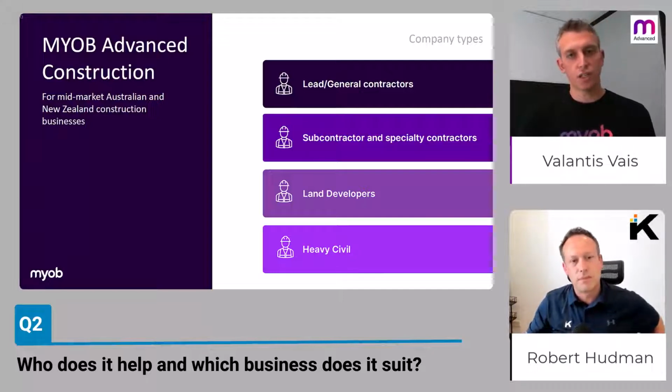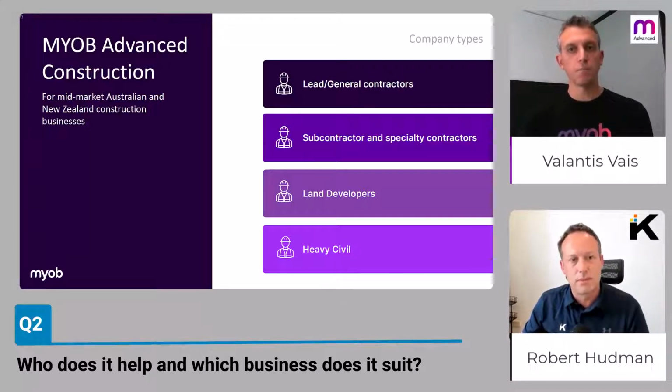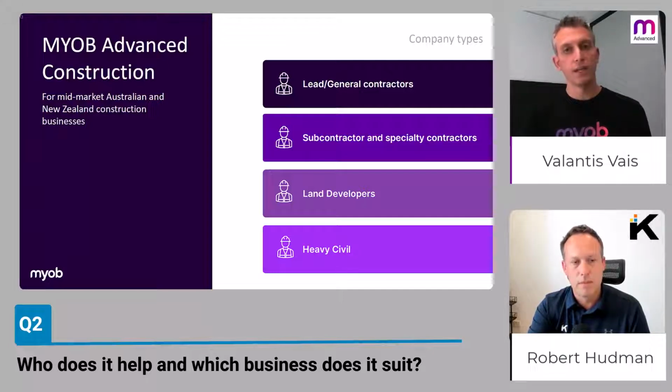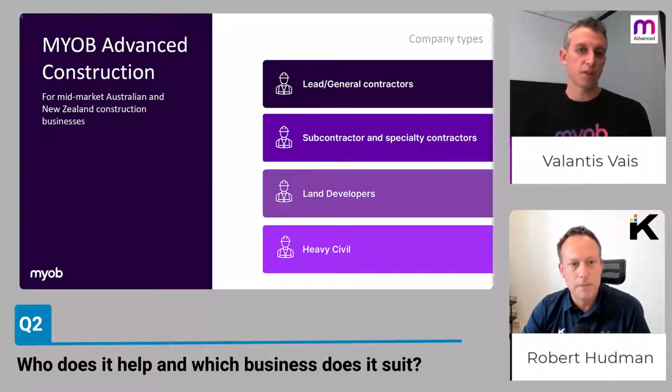Yeah, Advanced Construction is best suited for mid-market Australian and New Zealand construction businesses. So think of it typically as customers that have an average contract value of over $5 million. So in a scenario where you are managing multiple projects, so you have a set of field offices, maybe a back office, and in that environment where you have that complexity, it is the solution that's ideal because it brings everyone onto a single platform and it connects your field office with your back office.